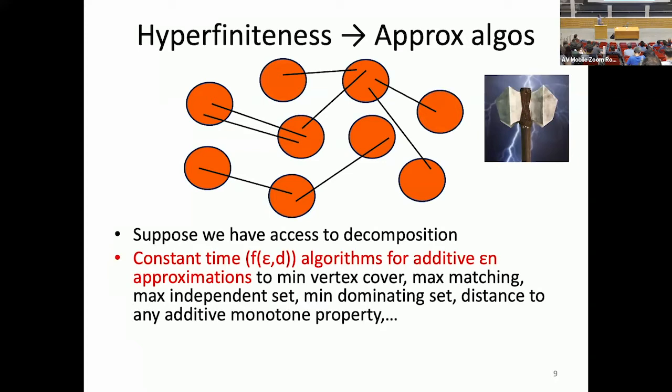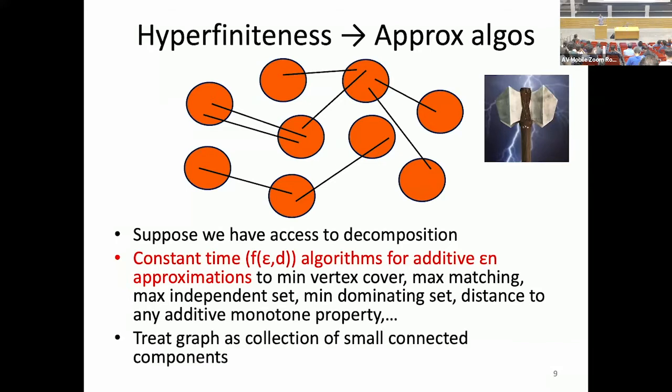And you get additive epsilon n approximations for a variety of problems. Essentially, any problem that is Lipschitz with respect to edges, meaning that each edge can only change the objective by a constant. For any such problem, with certain extra conditions, like vertex cover, max matching, independent set, dominating set, distance to any additive monotone property, a whole list of quantities can be approximated. Essentially, it says that you can treat your graph as a collection of small connected components, small being constant. In this case, it's 1 over epsilon squared.